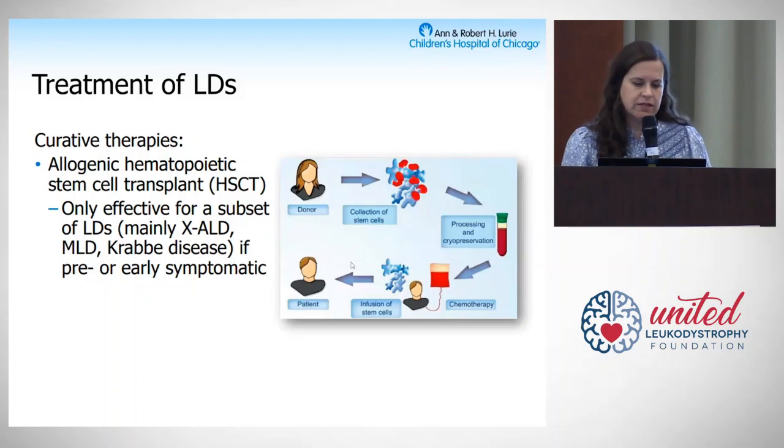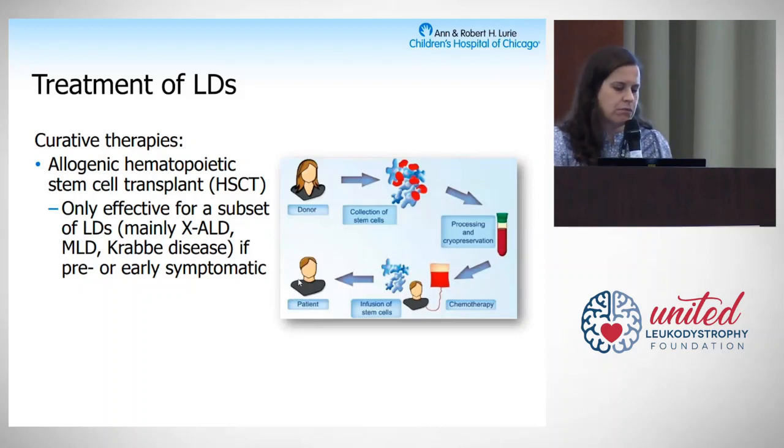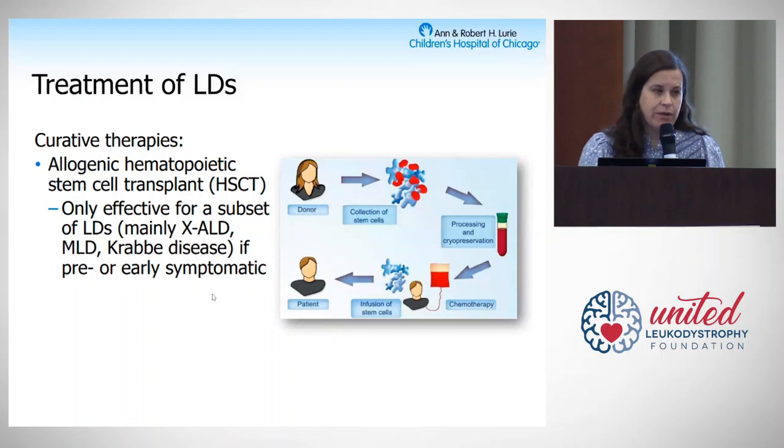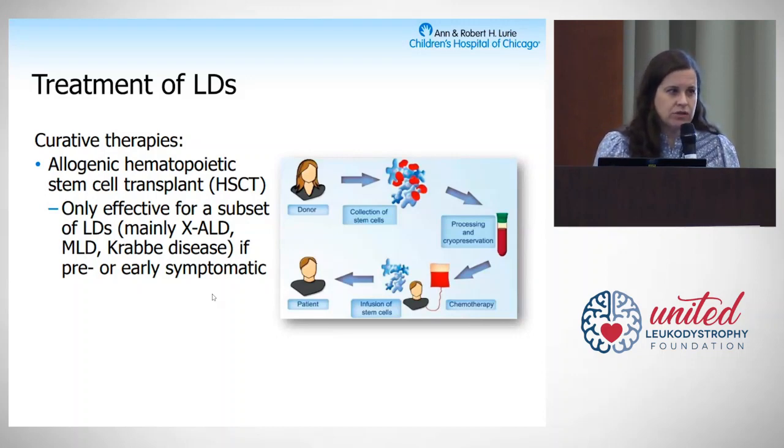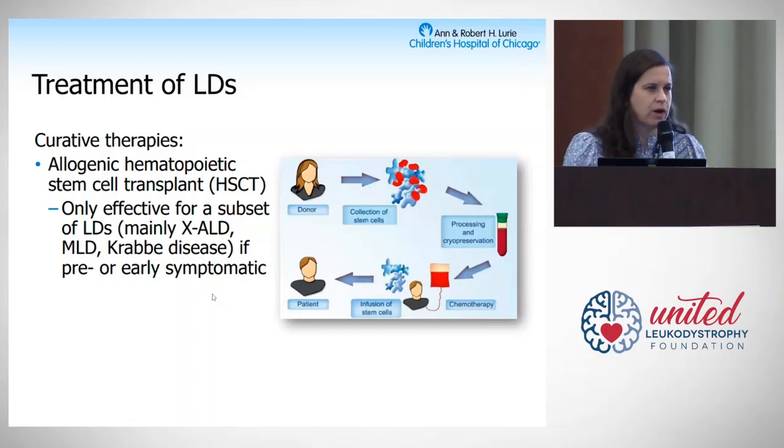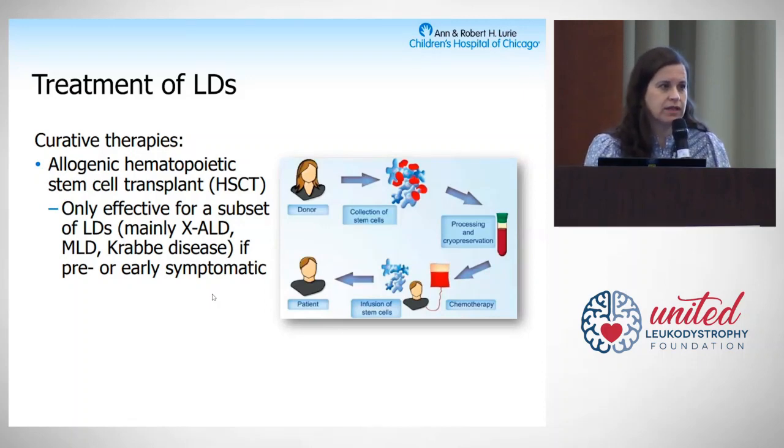So these are only effective for a subset of leukodystrophies, mostly ALD, MLD, and Krabbe disease, and only if you're pre-symptomatic or very early symptomatic. Stem cell transplants put the body through quite a bit of stress, so it sometimes can precipitate progression of the disease. They take a while to work, and they don't reverse the injury that's already there. So that's why the ideal candidates for stem cell transplants are very early or before their disease is started.